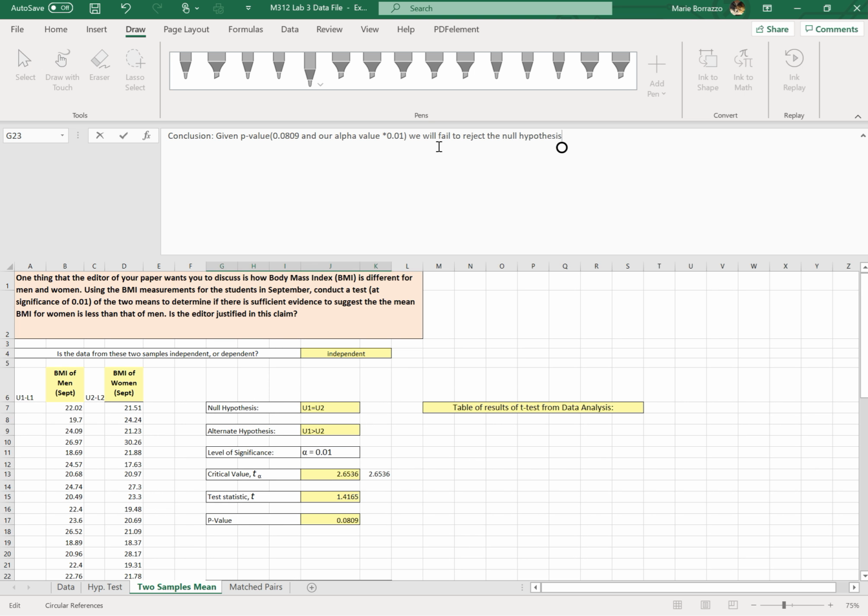And so it says here, is there sufficient evidence to suggest that the mean BMI for women is less than that of men? You would say we fail to reject the null hypothesis. If I fail to reject the null hypothesis, therefore there is insufficient evidence to support the claim.